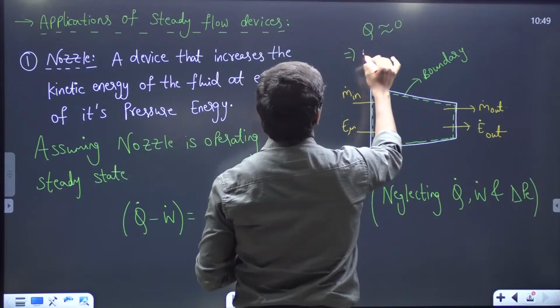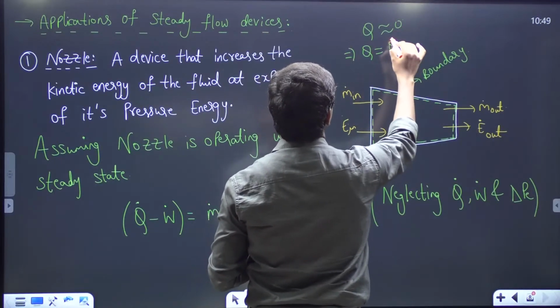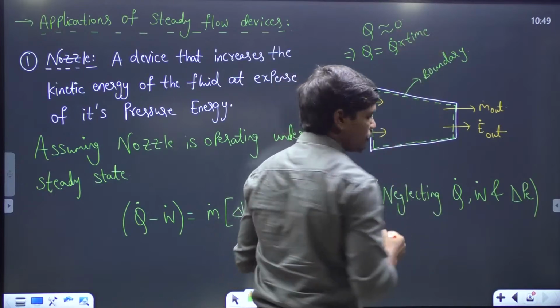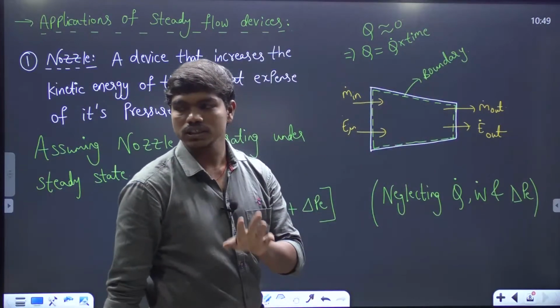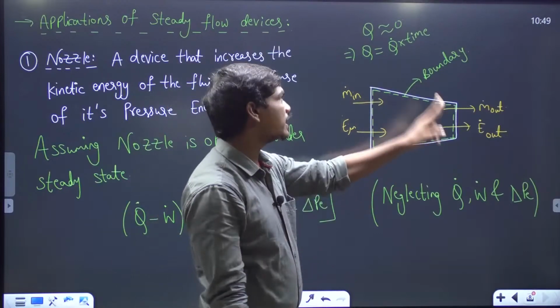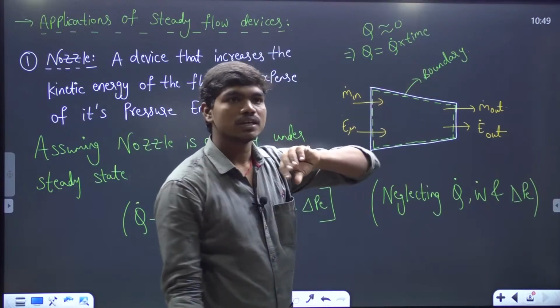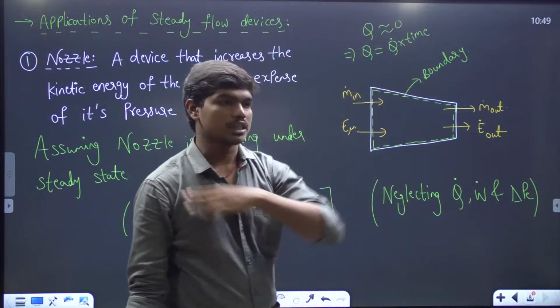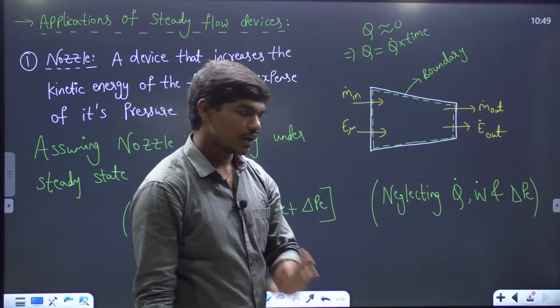I told you Q is equal to Q dot into time. So for practicality of the adiabatic process, one of these two things can happen: either this Q dot can be 0, meaning the heat flow rate is very small, or the time should be very small, meaning the process is happening very fast. Correct? I told you these two things.